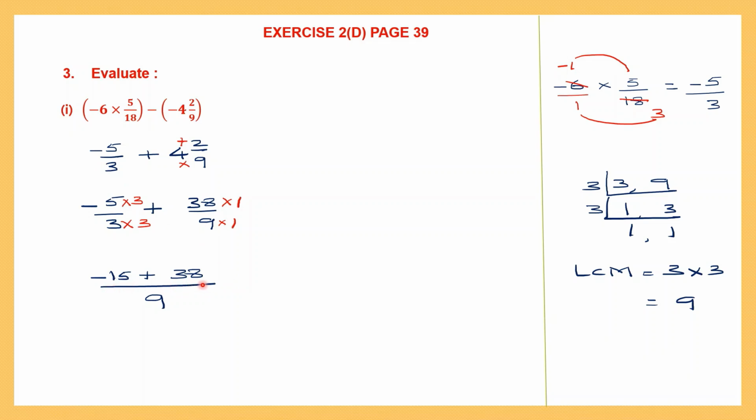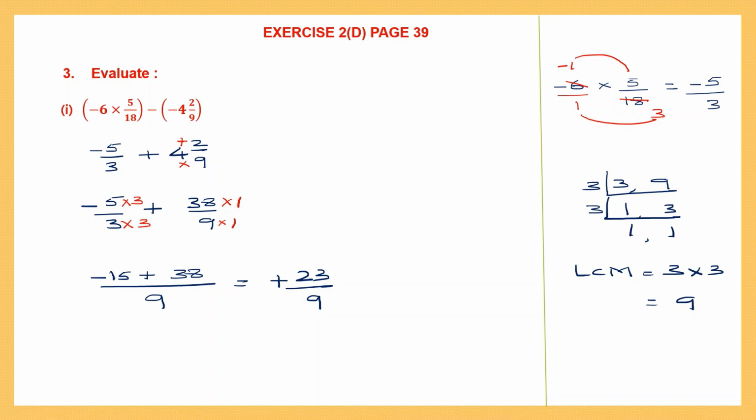So now we have to solve this. Minus 15 plus 38. Signs are different. So we put the sign of the bigger number, that is plus, and we subtract 38 minus 15. So let's do that. 38 minus 15. 8 minus 5 is 3. 3 minus 1 is 2. So what do we get here? 23 by 9. 23 by 9 is an improper fraction.